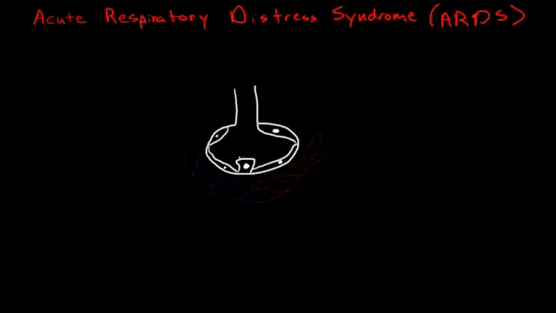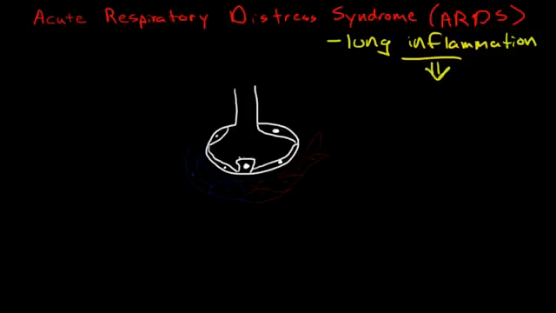Acute respiratory distress syndrome is a disease of lung inflammation, and the inflammation leads to a cascade of events that leads to lung injury. Now, there are a number of different things. The lungs are very prone to injury for a number of reasons, and I'm going to get at that as we talk through this video.